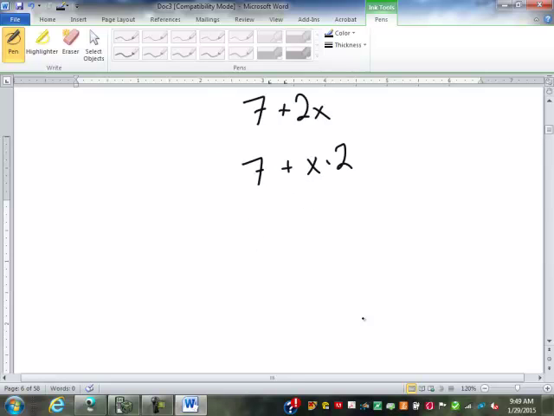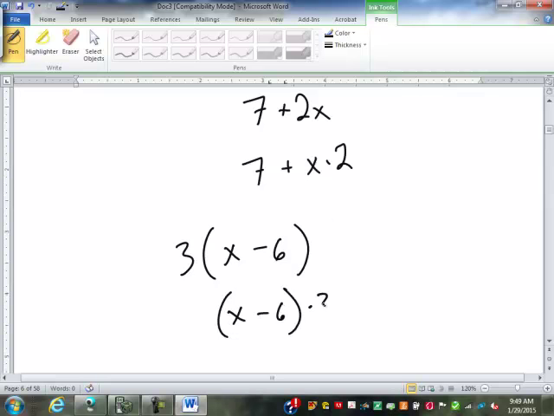25, a lot of people had this one wrong. 3 times the difference. So the difference is the result of a subtraction problem. So that means there's going to be parentheses of a number and 6. So x minus 6, and then that is multiplied by 3, so hence the parentheses. You could have also done x minus 6 in the parentheses and put the times 3 afterwards. That would be acceptable as well. Any questions?